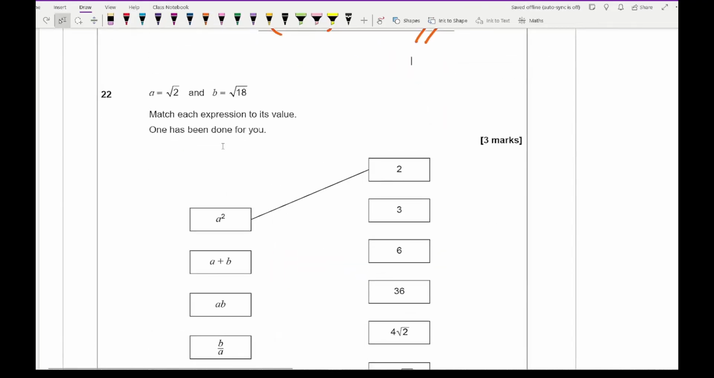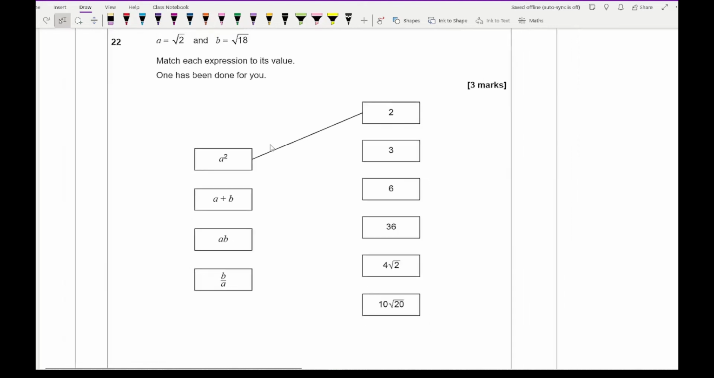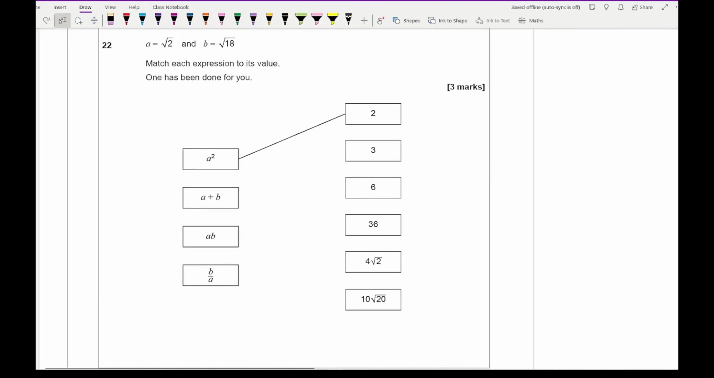Moving on to question 22, it says a equals root 2 and b equals root 18. Match each expression to its value. So for this, let me just zoom out a little bit so we can see what a and b equal. Well, a squared's already been done, so a plus b is root 2 plus root 18. Now root 18 is root 9 times root 2, which is 3 root 2. So then I can rewrite this as root 2 plus 3 root 2, which equals 4 root 2. So I can then join this with this.